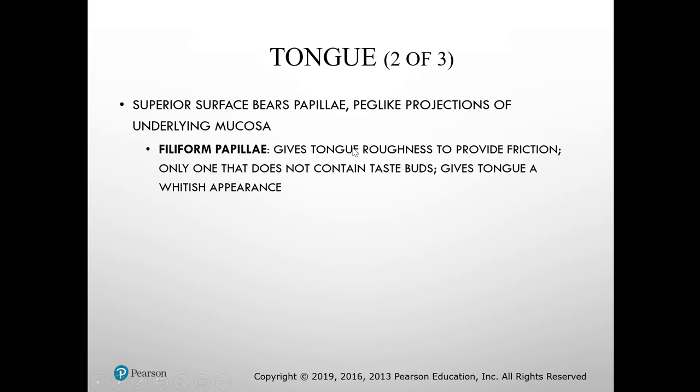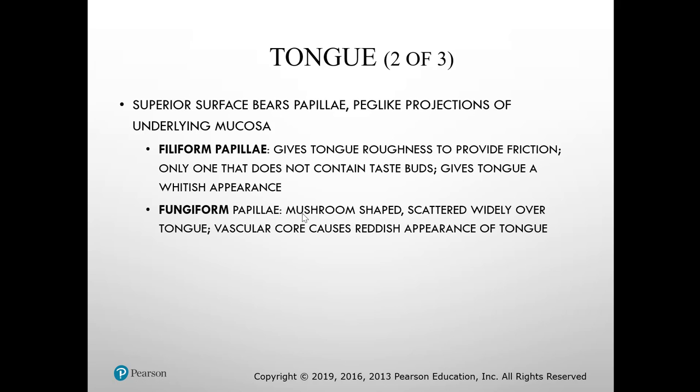And there are different types of papilla. The filiform papilla gives the tongue roughness to provide friction, and they are the only ones that do not contain taste buds. It gives the tongue a whitish appearance. This is the filiform papilla. So when you're cleaning your tongue and you're trying to remove that white stuff, you're not ever going to be able to do that, pretty much, because the filiform papilla is actually the one that gives it a whitish appearance, and you're not going to be able to scratch off the filiform papilla. It's part of your tongue.